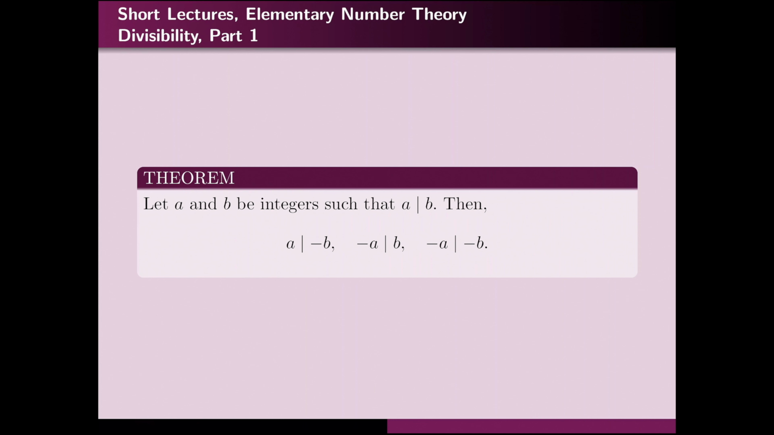Okay, another handy theorem, these are simple. If I know that a divides b, if I want to, I can multiply the right-hand side by a minus sign without multiplying the left-hand side. If this is true, this is still true. If I want to, I can multiply only the left-hand side by a minus sign without having to multiply the right-hand side by a minus sign as well. That is, if this is true, that is also true. Or if I want to, I can multiply both sides by a minus sign.